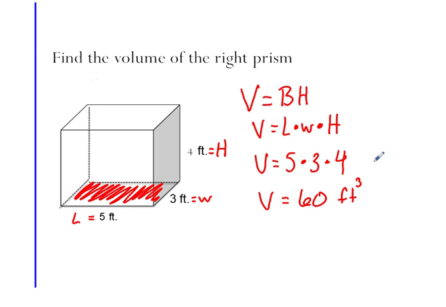Now do notice that in the last lesson we put feet squared, but now we're putting feet cubed because we're talking about volume, and volume is measured in cubic units, so we put feet cubed. Also, another reason why we put cubed is because we multiplied 3 different lengths, or 3 different measurements. 5 times 3 times 4 is feet times feet times feet, feet cubed.